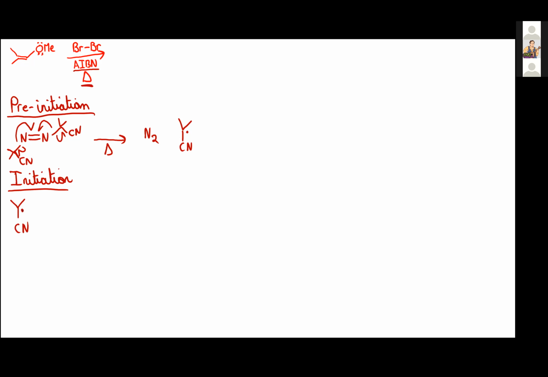So we have the cyanide radical, or this AIBN radical. It looks for the weakest bond in the entire system, and that is going to be the bromine-bromine bond, because heteroatom bonds are weak, just inherently, they always are.